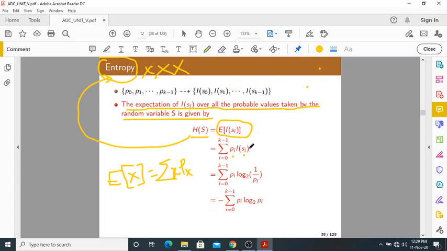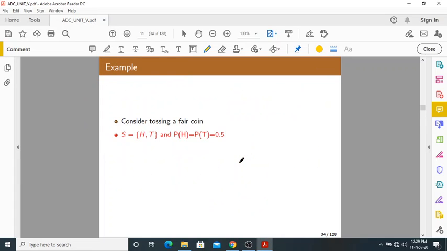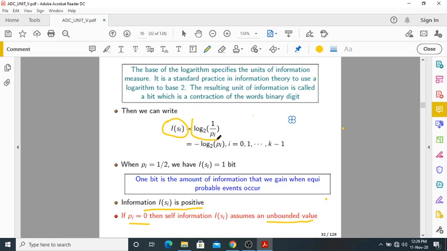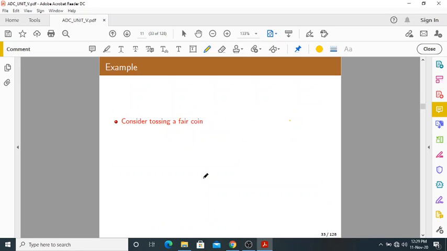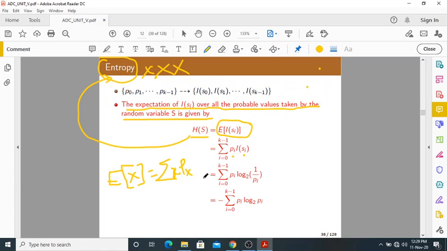Now here, what is I of Si? What is the formula of I of Si? This is the formula of I of Si. Substitute here: log base 2 of 1 by Pi. So Pi into log base 2 of 1 by Pi, summation i equal to 0 to k minus 1. Why 0 to k minus 1? Because this source capital S contains k number of symbols. Now this is the formula of entropy of the source capital S. Either this formula or this formula. So please make a note of these formulas of entropy.